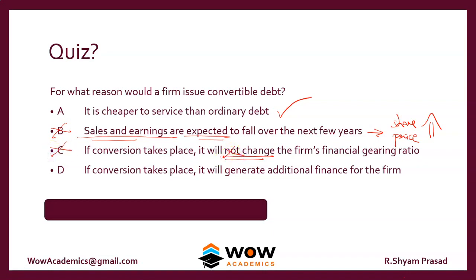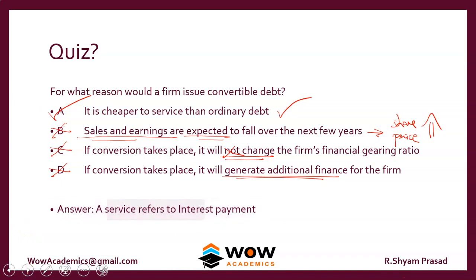If conversion takes place, it will generate additional finance for the firm. No, the finance has already been generated. The company has to either give equity shares for free or it has to pay them. So this option is wrong. So option A should be the right one. So option A refers to interest payment.